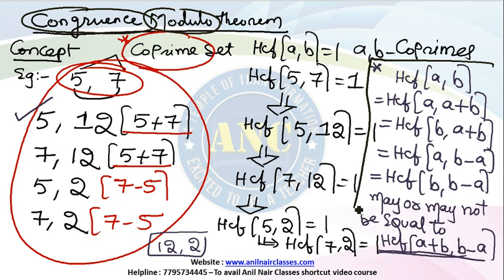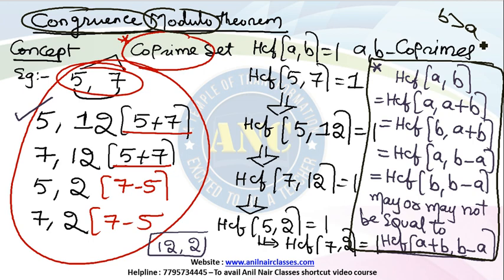Extremely important point. HCF of any two numbers can be any of this. It could be A comma A plus B. It could be B comma A plus B. It could be A comma B minus A, assuming that B is greater than A. Please write down these important key points.